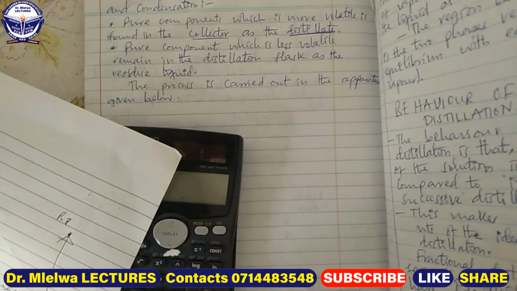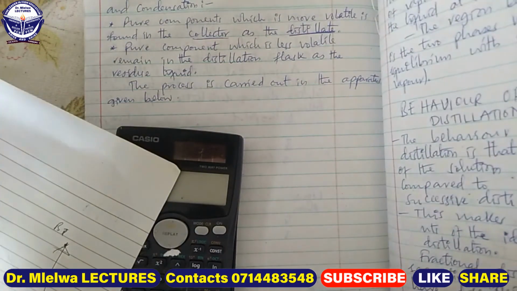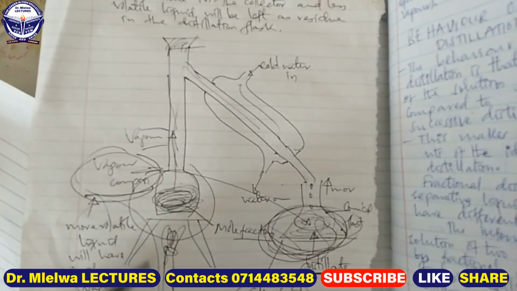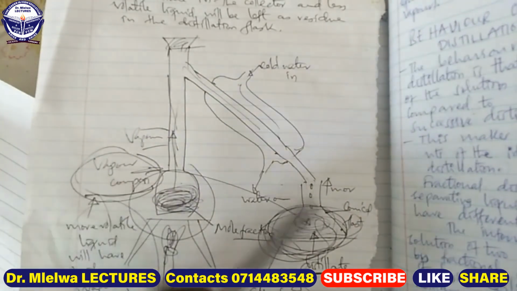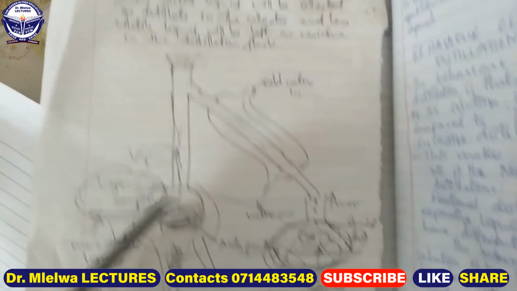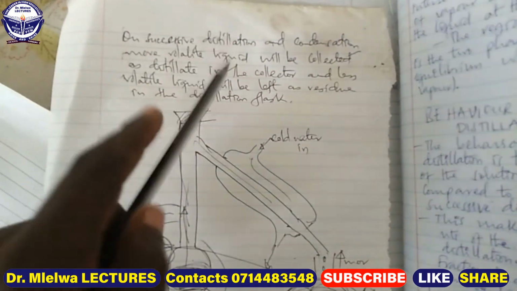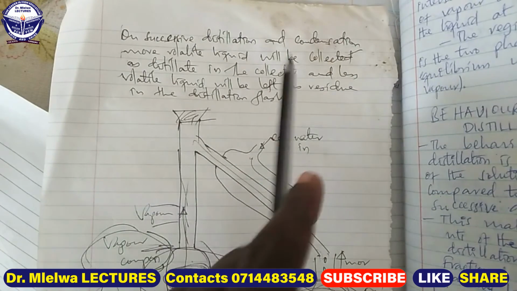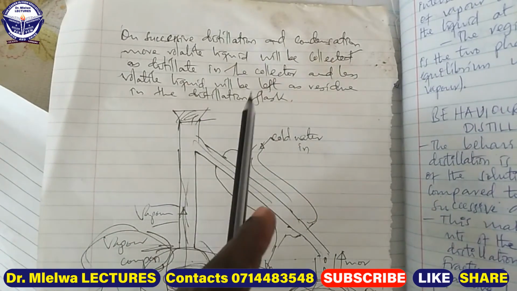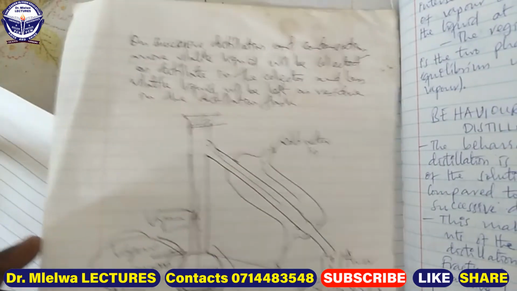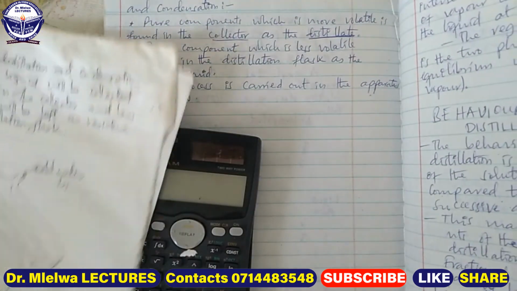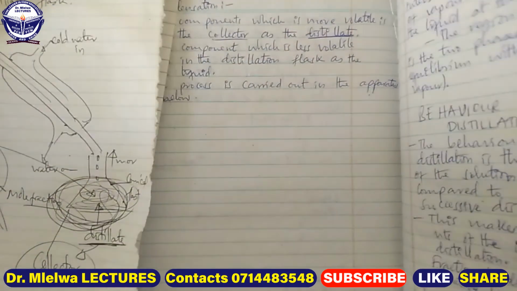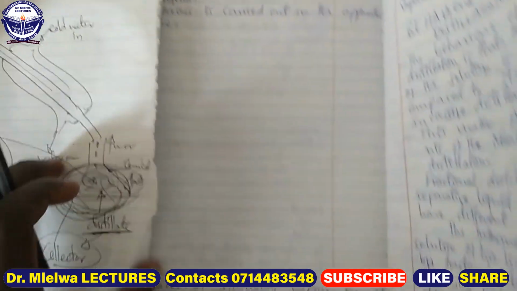So as I drew the diagram ambayo itakiwa kwenye hiyo space hapo chini, diagram hiyo itakiwa iwe ndo kama hii hapa. So tuna boil tunapata vapor, tuna condense tunapata distillate. On successive distillation, kama nilivyoandika hapo mwanzo, on successive distillation and condensation, more volatile liquid will be collected as distillate in the collector, and less volatile liquid will be left as a residue in the distillation flask. That is the behavior of ideal solution on distillation. That is just the summarization of what happens.